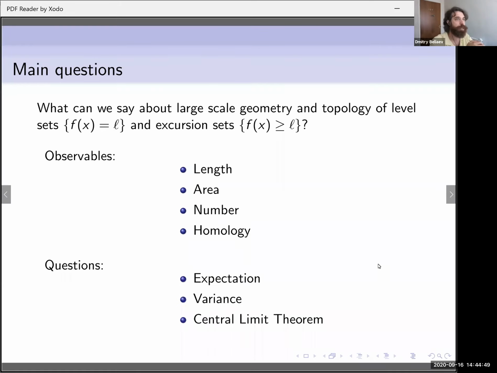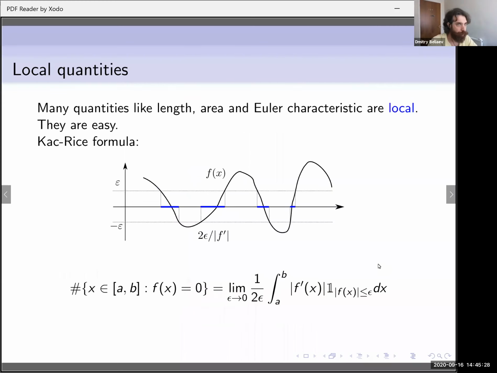So these are observables. And of course, given a random function, for example, length of a level set is a random variable. And then given a random variable, there is kind of a standard trinity of basic questions. So first, you compute expected value, then you compute or estimate variance, and next you would like to prove central limit theorem. Well, and if it's not central, sometimes it's not central limit theorem, but some kind of limit theorem. Now, some of these observables are local.